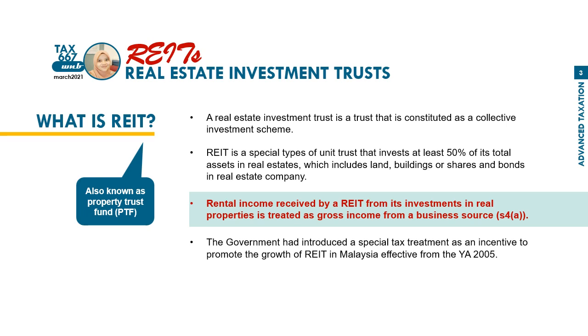Okay, so rental income received by a REIT from its investment in real properties is treated as gross income from a business source. Before this, we have learned that kalau you dapat income dalam bentuk rental, it will be treated under section 4D. D for donkey, right? Rental 4D. But untuk REITs, sebab dia punya main activity adalah investment dalam real property, therefore main source of income dia datang dalam bentuk rental kan. So, untuk REITs, perbezaan yang pertama, rental income received by REITs will be treated as business income. So, kita akan letak bawah section 4A, bukan 4D macam ordinary business yang biasa.